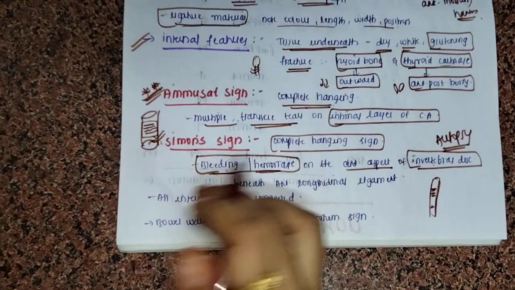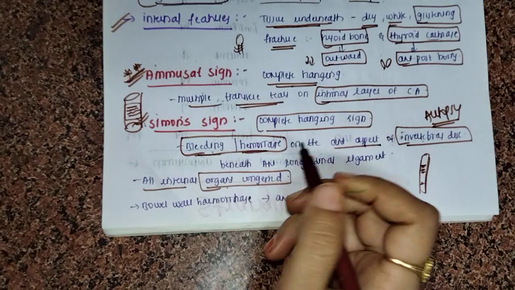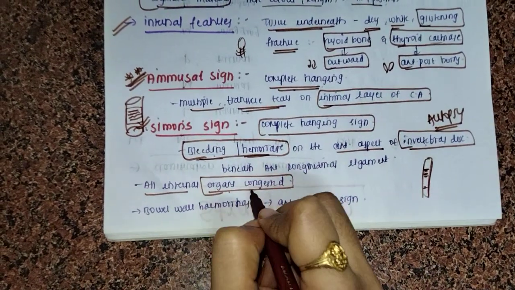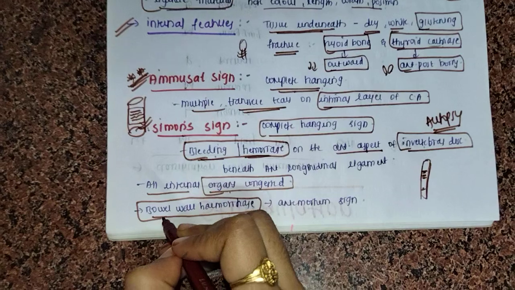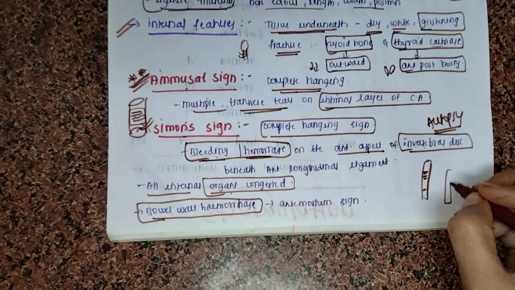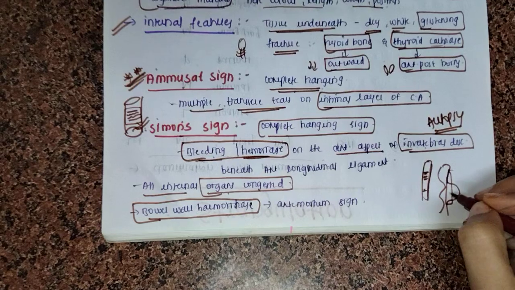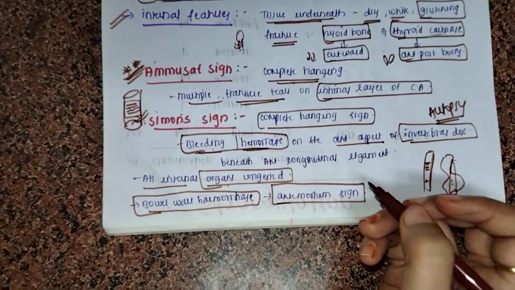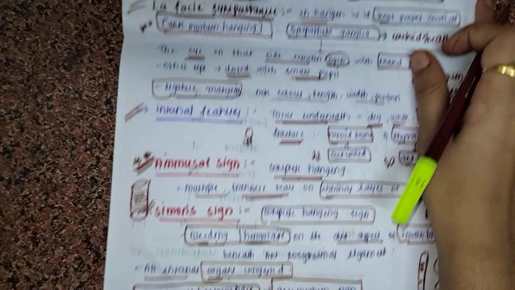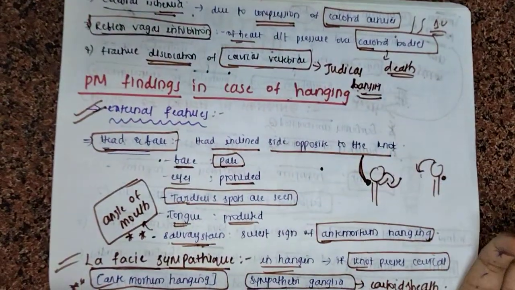Other signs: all internal organs are congested in hanging, and if you see any bowel wall hemorrhages in the autopsy, that is a sign of ante-mortem hanging. Remember, these are all the postmortem findings that you are going to see in case of hanging.